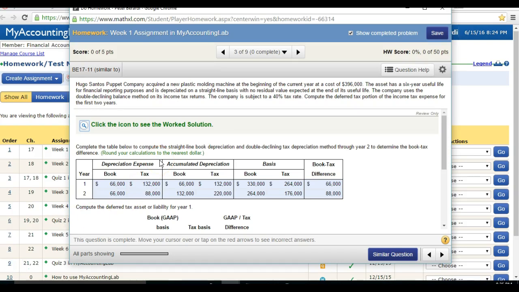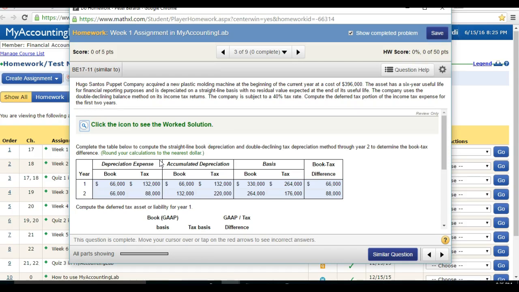Problem 3. Yugo Santos Puppet Company acquired a new plastic molding machine at the beginning of the current year for a cost of $396,000. The asset has a 6-year useful life and is depreciated on a straight-line basis with no residual value expected. The company uses the double declining balance method on its income tax returns. The company is subject to a 40% tax rate. Compute the deferred tax portion of the income tax expense for the first 2 years.